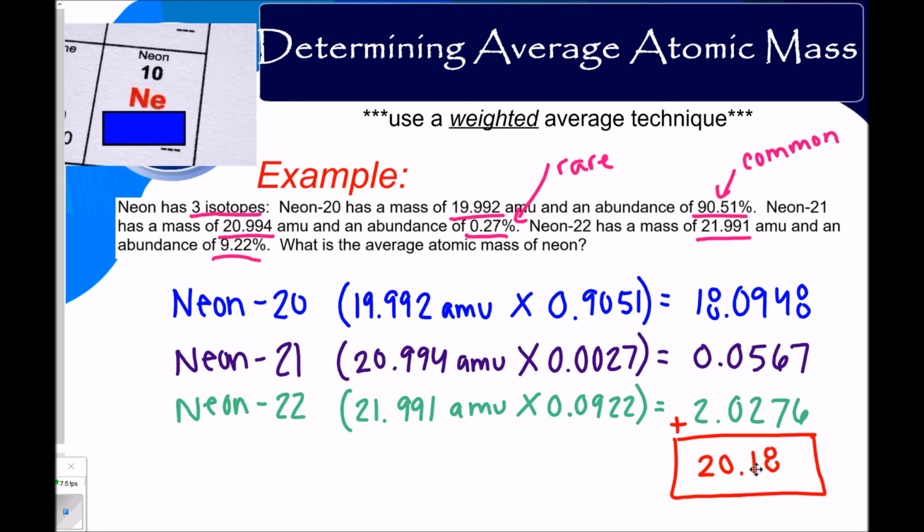This is the average atomic mass. Again, taking into consideration all 3 different types of our isotopes and their masses and the percentage at which they're found. You'll notice that this number should match the number you find on your periodic table, which it does, so I know I did this correctly.